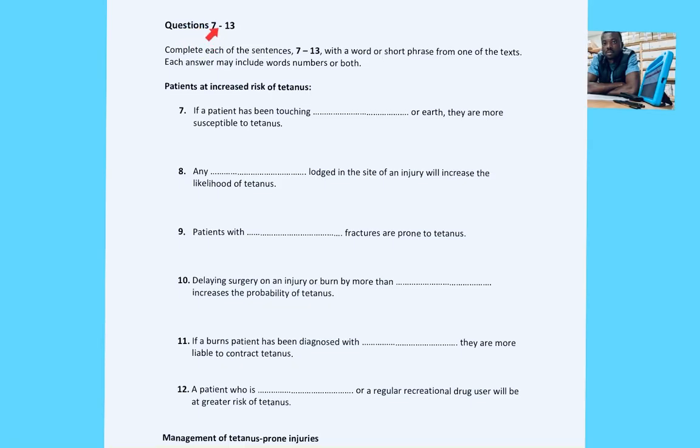Okay, so now that we know our text, let's tackle questions 7 to 13. We are doing sentence completions. So let's answer the questions. Complete each of the sentences 7 to 13 with a word or short phrase from one of the texts. Each answer may include words, numbers, or both. So we have patients at increased risk of tetanus. So it's more about what? Risk of tetanus.